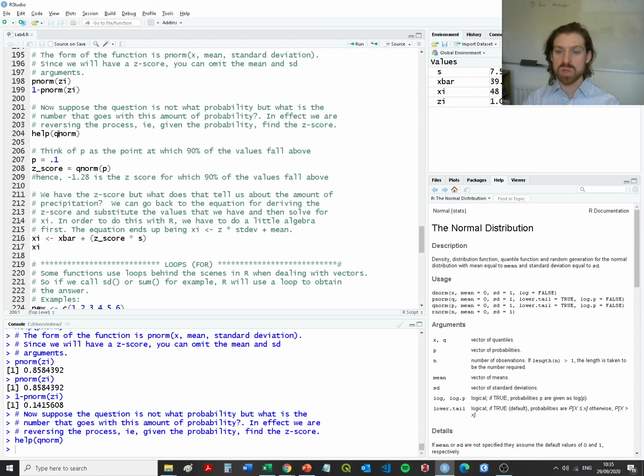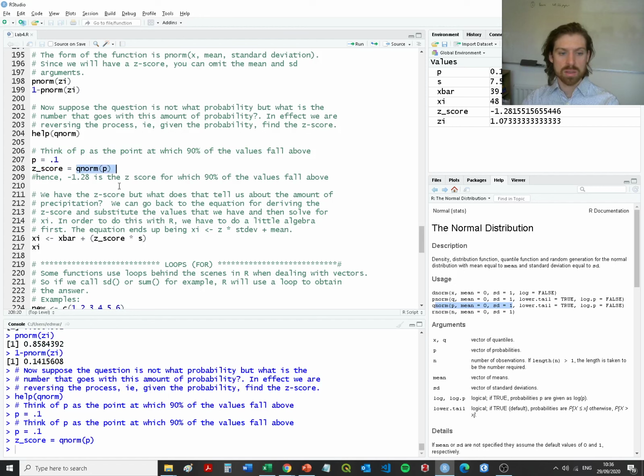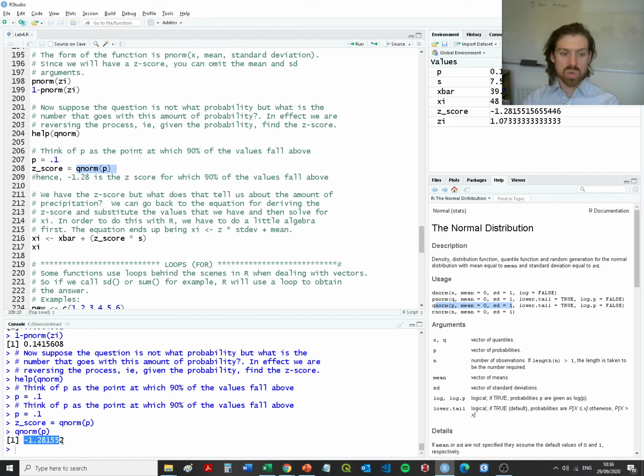To do this, we're going to use the quantile normal distribution function. You can see it here, qnorm. We're going to provide it with a probability of 0.1. Think of this as the point at which 90% of the values fall above. So we have the p-value of 0.1, and we get a z-score here of minus 1.28. So this is where 90% of the values fall above.